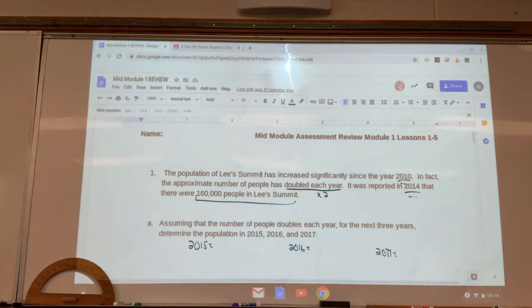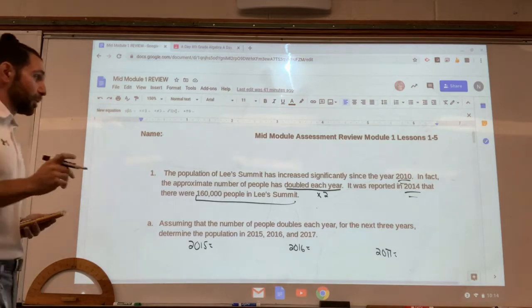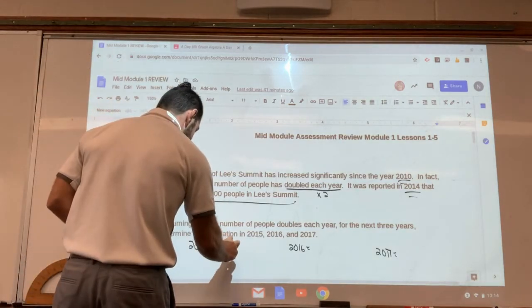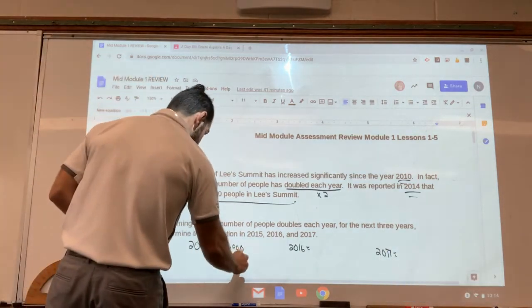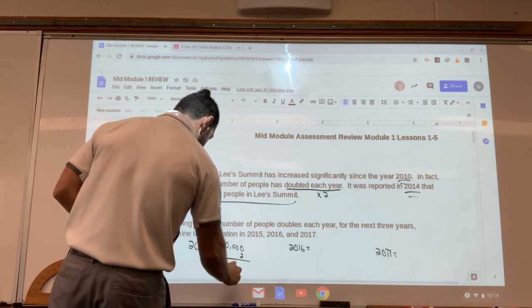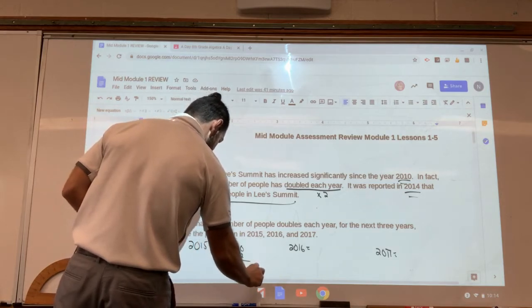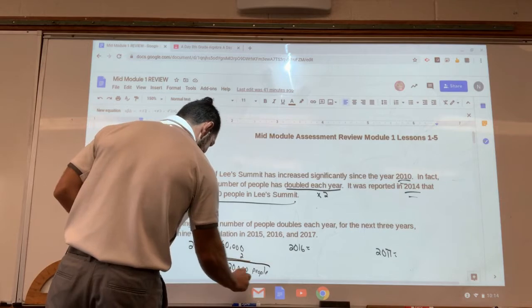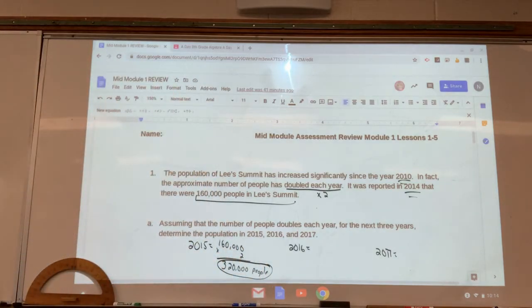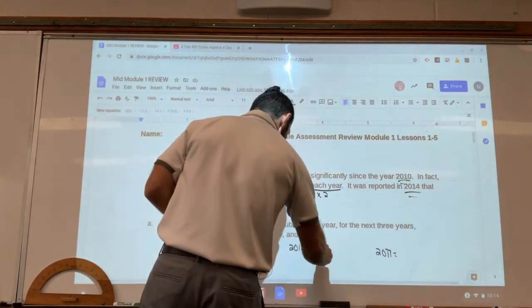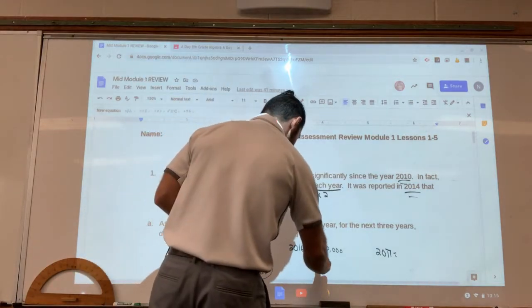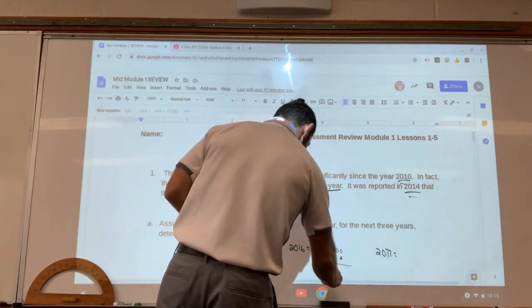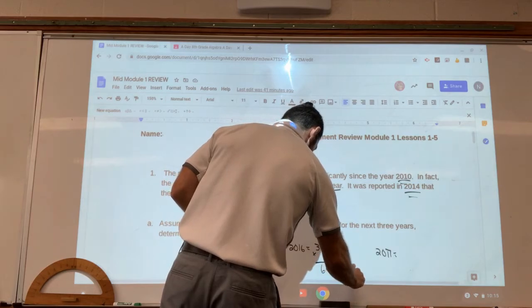So, we know that in 2014 is 160,000. And it doubles. Doubles means times 2. So that should give me 320,000 people. Notice how I label. I don't put just 320,000. I put 320,000 people. 2016 now is 320,000 because that's the new population of 2015. And it doubles again. And that gives me 640,000 people.